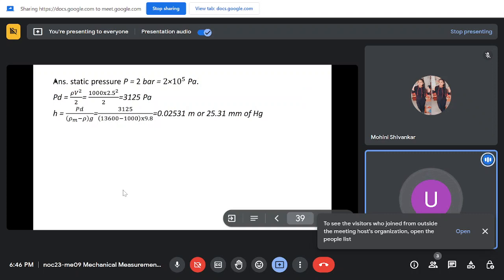We know the static pressure is 2 bar, which is already given. The dynamic pressure is rho v square by 2. So rho is given as 1000, the density of the fluid flowing, which is water, into velocity, which is also known, 2.5. Substituting that, we get 3125 Pascal.